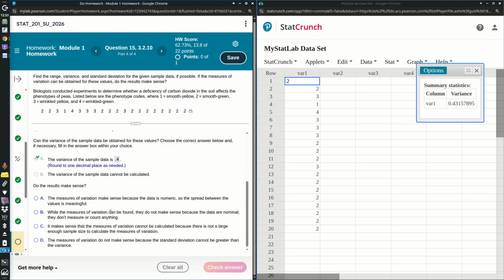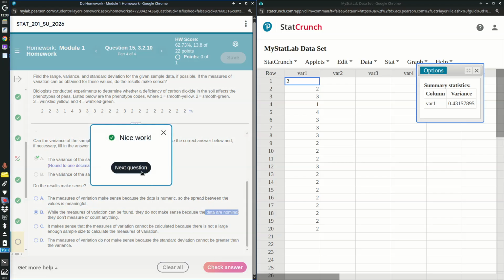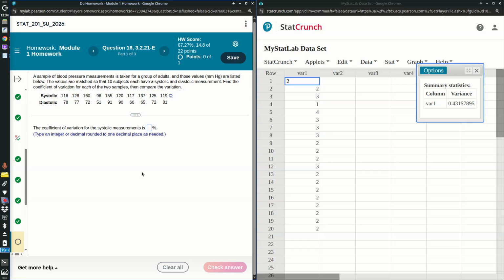Again, yeah, so the data is nominal or categorical or qualitative. Any of those words are basically the same. So I'm going to select B. It doesn't make sense to try to compute anything with these numbers because they're really just representing categories.